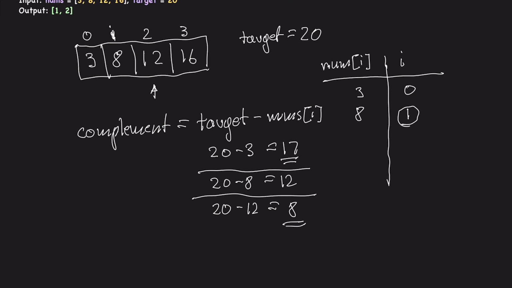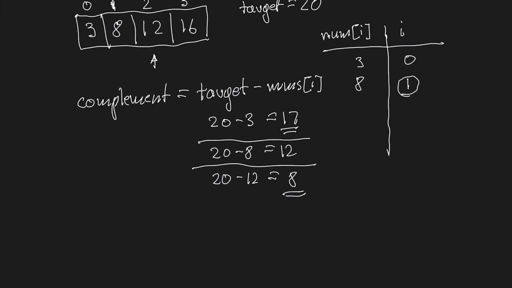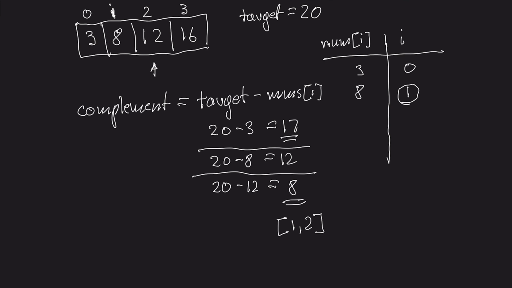So we just found the solution. The solution will be the current index and the index we found in the map. So we could return 1 and 2 or 2 and 1. It doesn't matter. So the difference is that in the previous solution, we had to pre-scan, and then we had knowledge of what else is in the array.